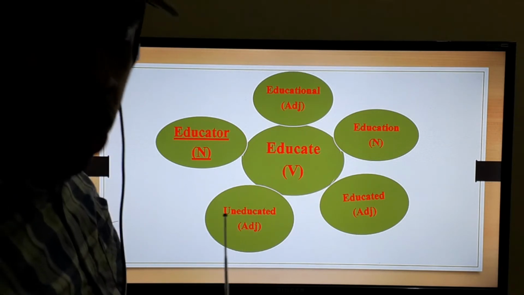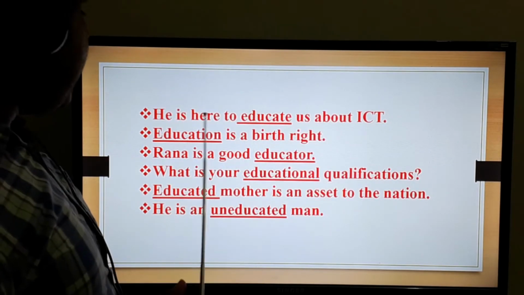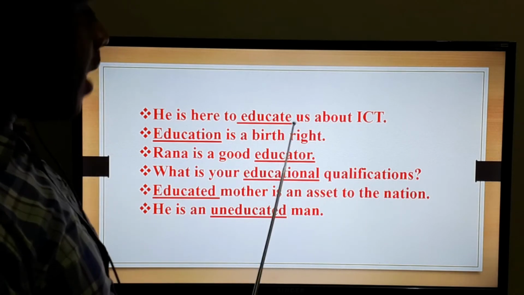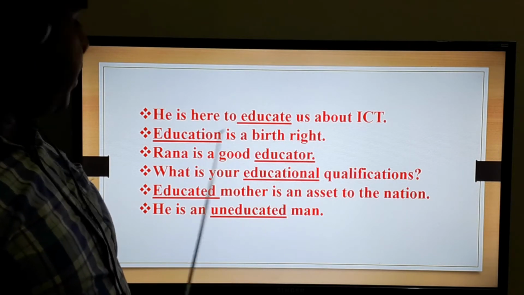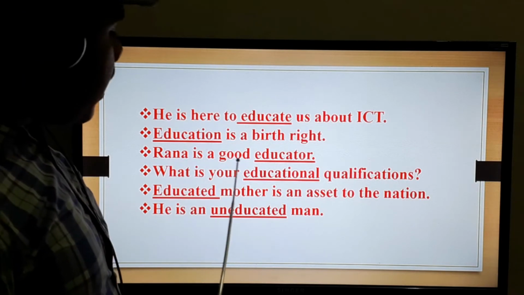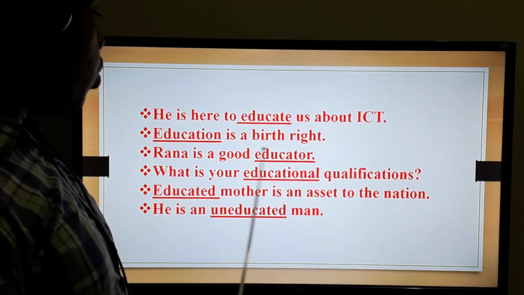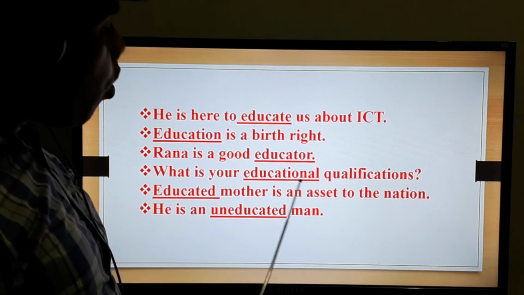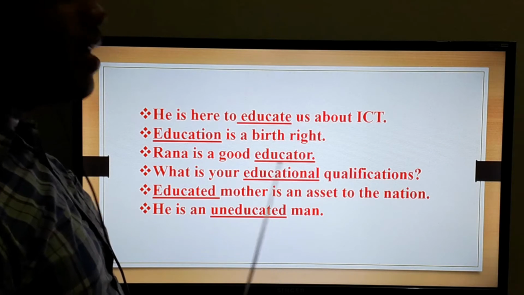Now we will show it in sentences. First of all, he is here to educate us about ICT. So here educate is a verb. Can you remember? Educate is a verb. Then, education is a birthright. That is, here education works as a noun. Rana is a good educator. There also educator is a noun, and I use good before the noun. What are your educational qualifications? Try to understand. Educational, that is an adjective.